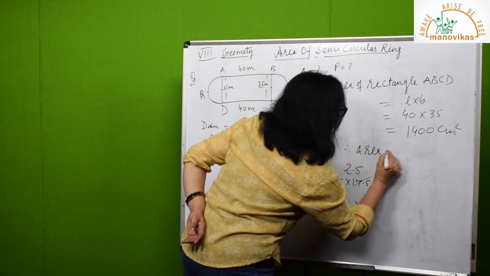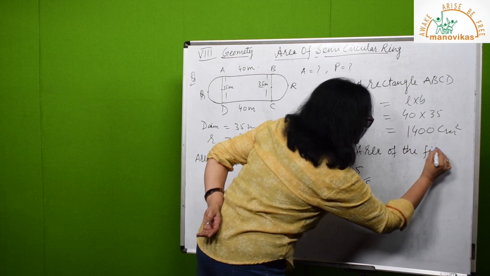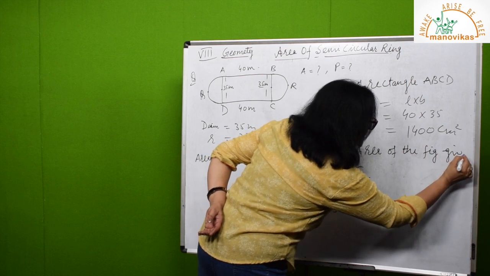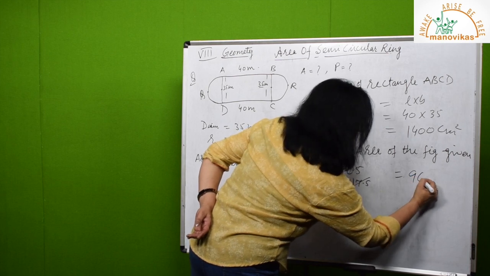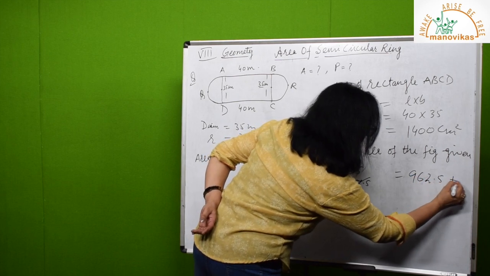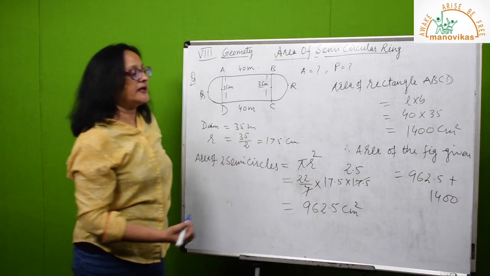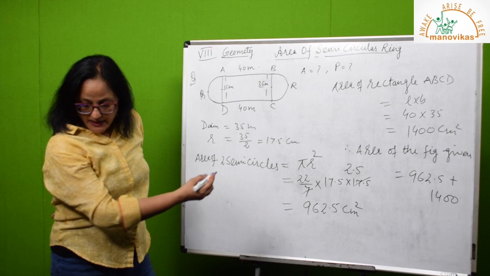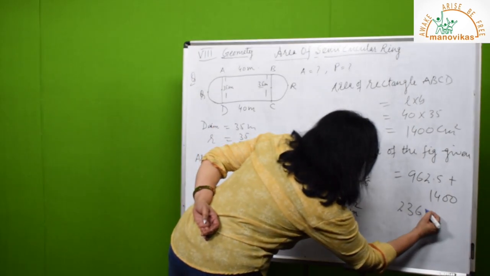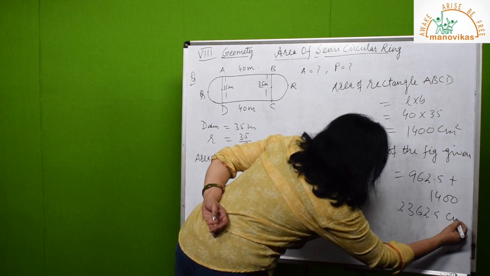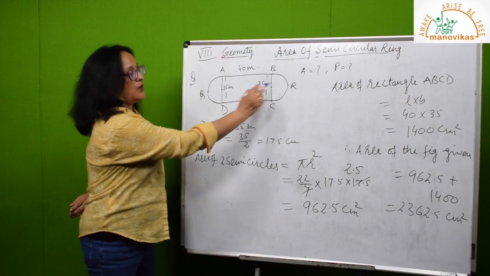therefore area of the figure given. Just add both the areas, 962.5 plus 1400. So you get the area of the whole figure, and this comes here 2362.5 centimeter square. So this is the area of the whole figure.